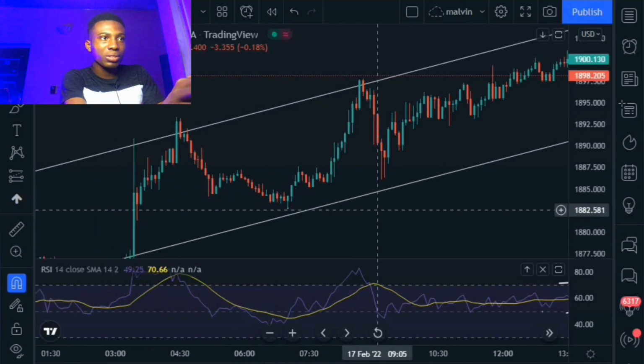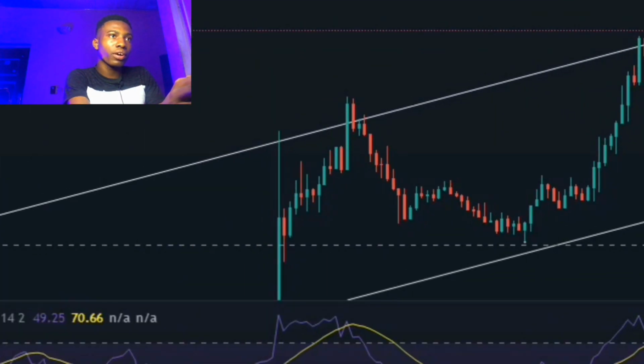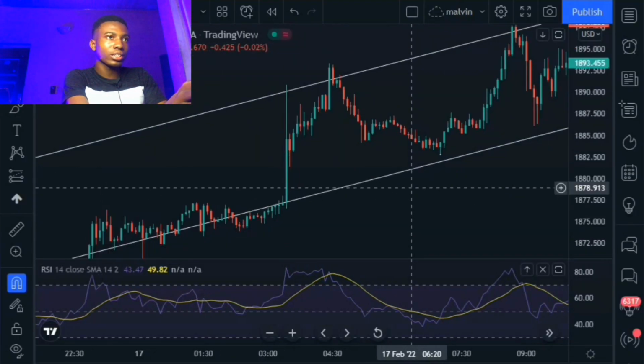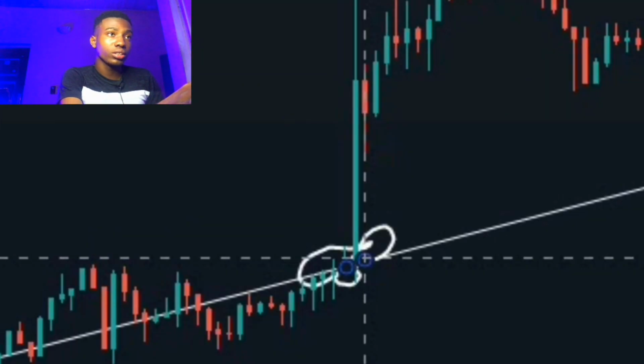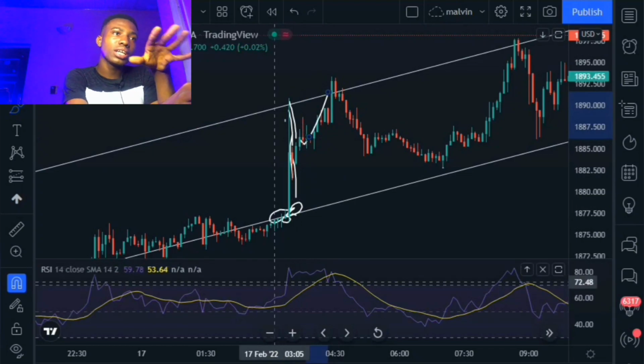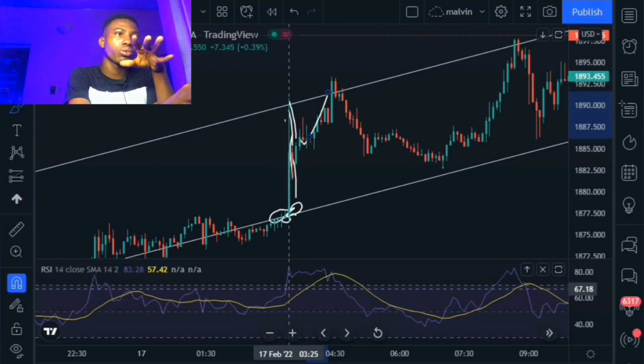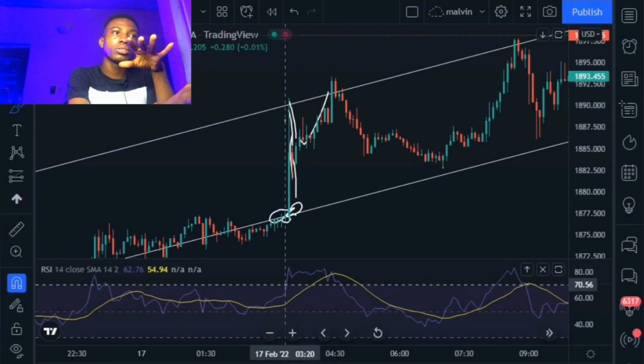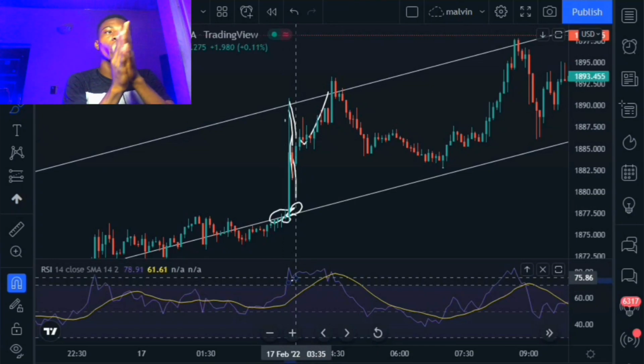So not just that, we could see this point right here. Let's use this for example again. Right here we could see that price is in a support zone, so we could see that same movement occurring here. We could see that price pretty much passed the 70 mark and even went beyond.